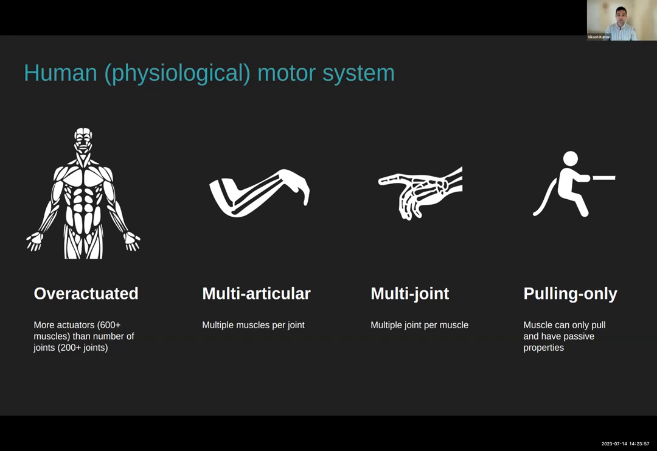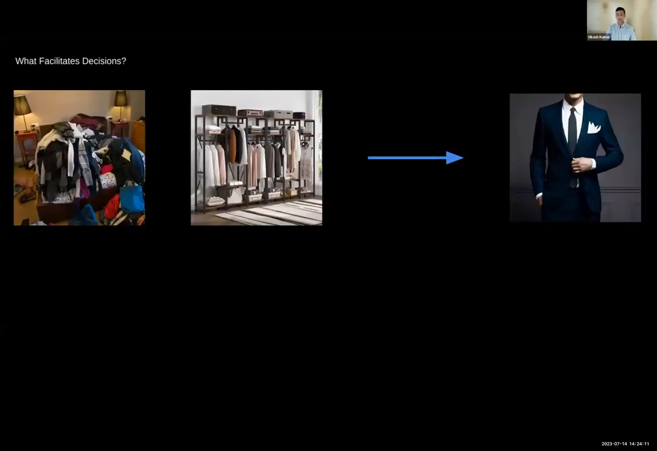And it would be ridiculous if evolution came up with such ridiculous architectures just to make our life harder. So there should be some simplifying assumptions that are coming out of these complications. And that's what we are going to figure out.